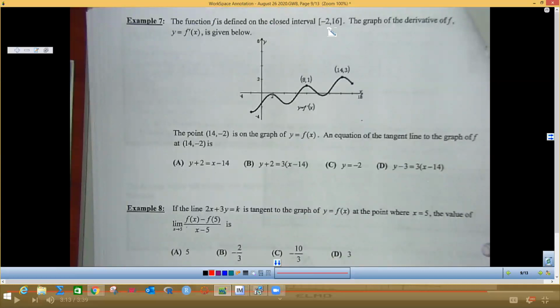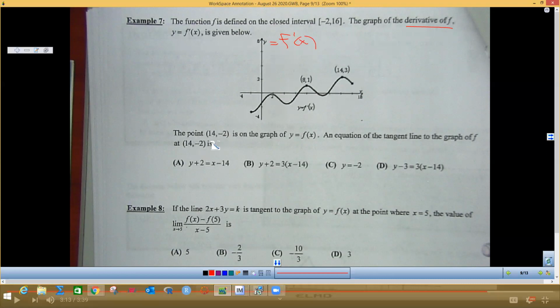The function f is defined on the closed interval, and the graph of the derivative of f, y equals f prime, is given below. So this is the slope. It says y is f prime, and it says this is the graph. So this is f prime here.